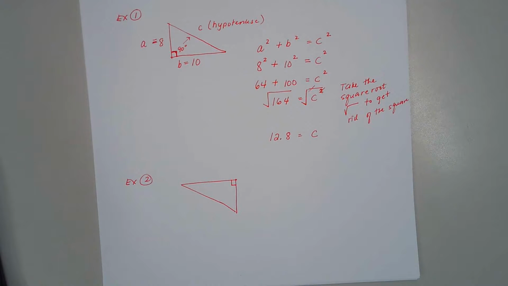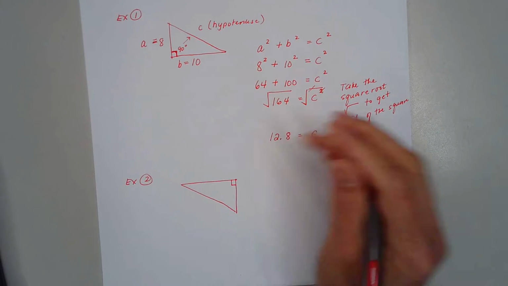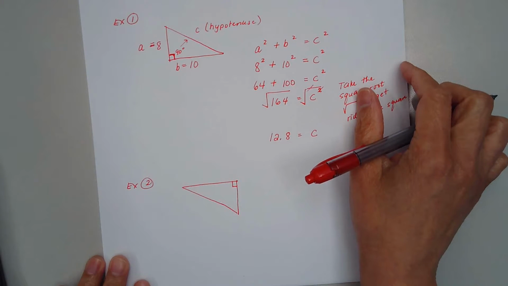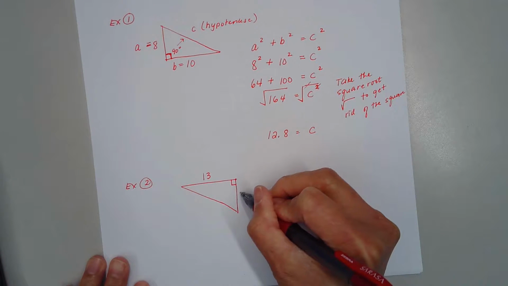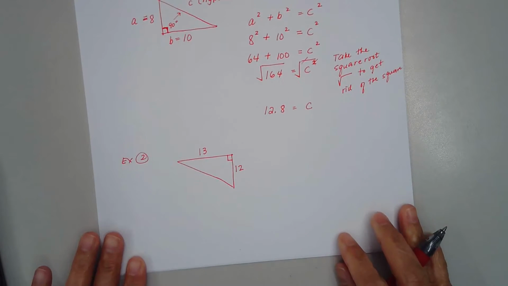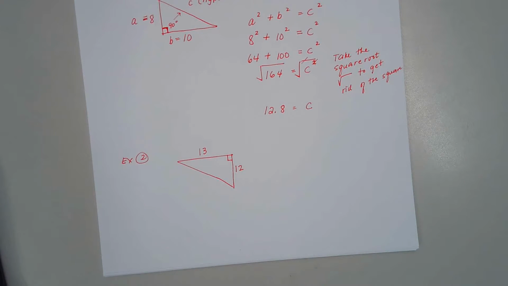Okay, so I'm just going to make some numbers over here. We're going to call this 13, and we're going to call this 12. So what are we solving for? Are we solving for the A, the B, or the C? C? And how do you know it's a C?